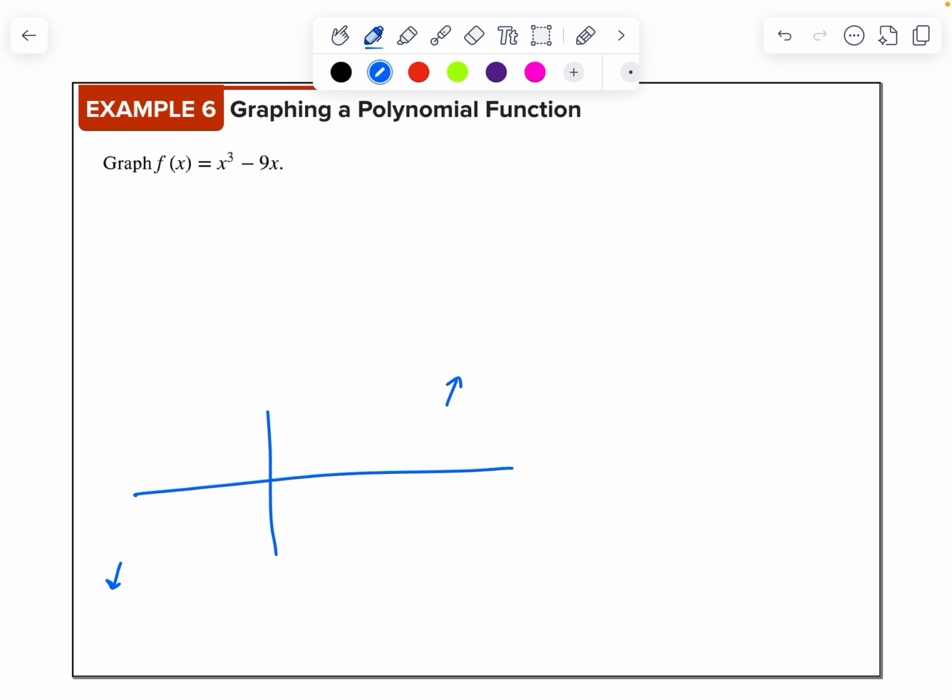Now let's find the y-intercept. That means we could plug in a 0 for x. y equals 0 to the third minus 9 times 0 equals 0. So the point (0, 0) is our y-intercept. We can color code these things.